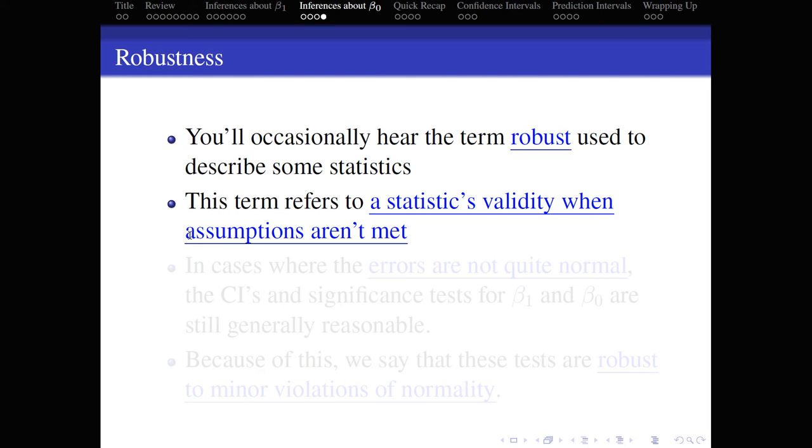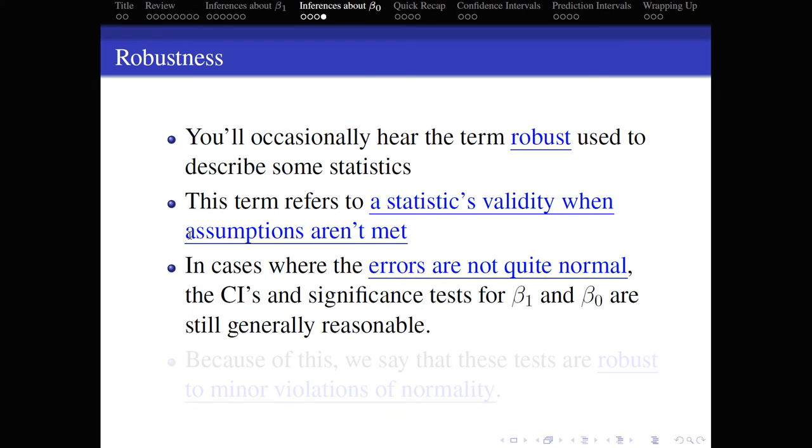But as a general rule, the term robust describes how statistics function under assumptions that aren't necessarily met. One of the assumptions is that the errors are normally distributed. You saw that when we talked about the distribution of B0 and B1, that those were distributed normally. We're assuming that they're distributed normally, and in cases where that's not quite true, we find that these are still pretty reasonable.